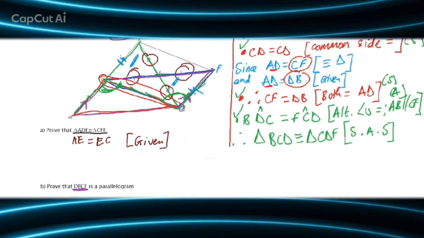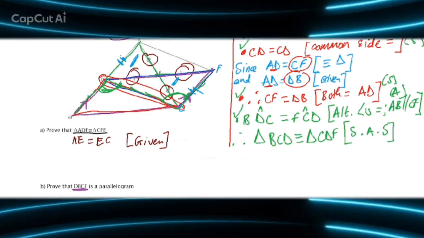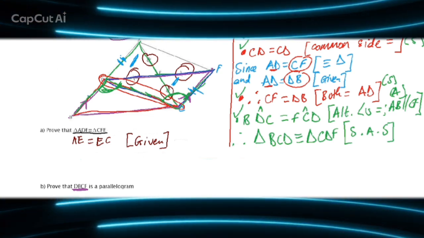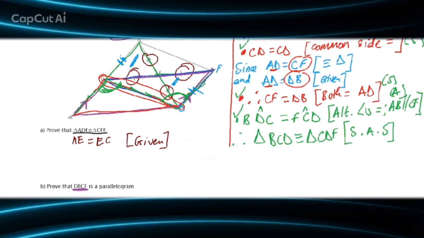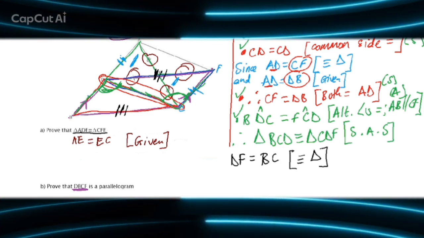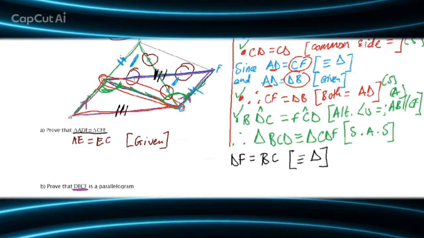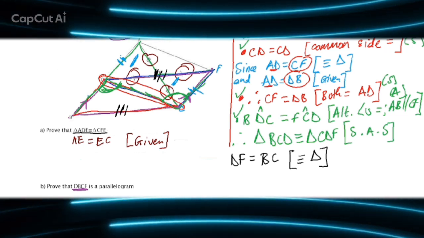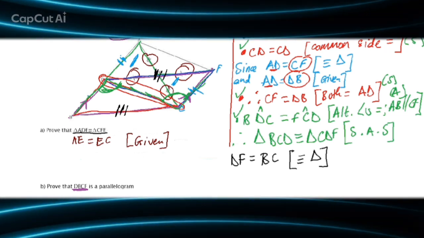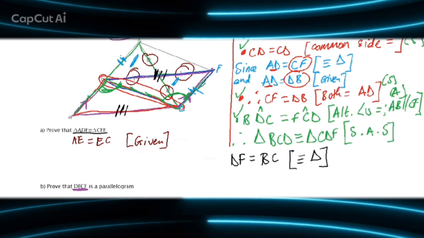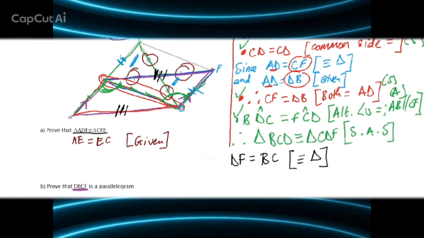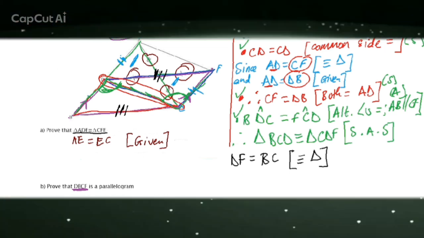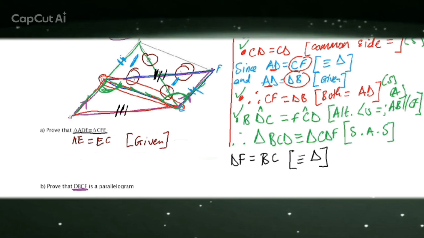This implies that DF will eventually be equal to BC from these two triangles. Reason being, from congruency, congruent triangles are equal in all respects. This makes this side here equal to this side. So if this side is equal to this side and this side is equal to that side, this implies that this will eventually be a parallelogram. So therefore, DBCF is a parallelogram.